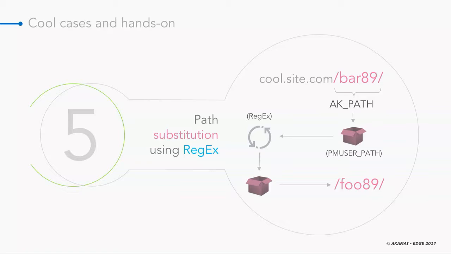Then, by operating over that value that you just extracted, you can substitute a specific part of the path with something else. So in this case, what we're doing is changing bar to foo, and we are keeping the same number that is coming with bar. In this case, it's 89, but it could be whatever you need. It could be 1, 2, 3, and we are saving that value and just modifying the foo part. So this is extremely powerful.